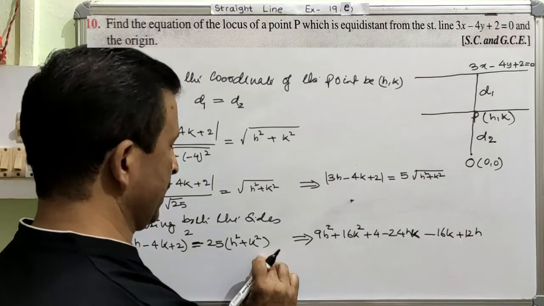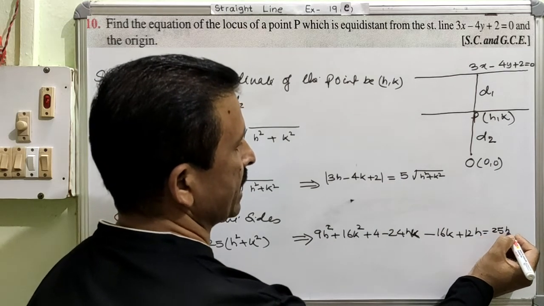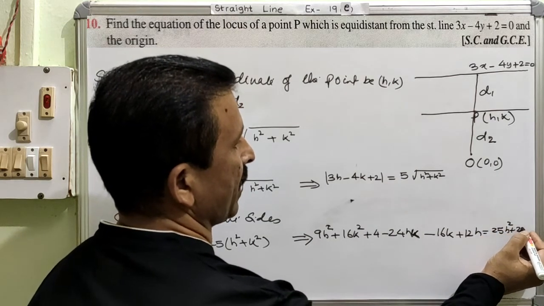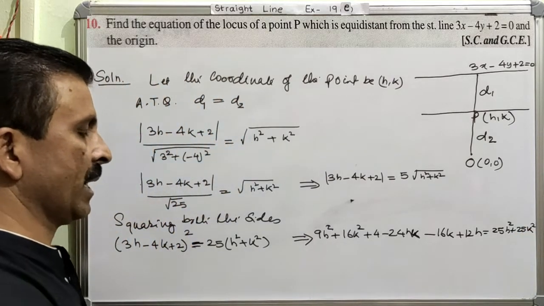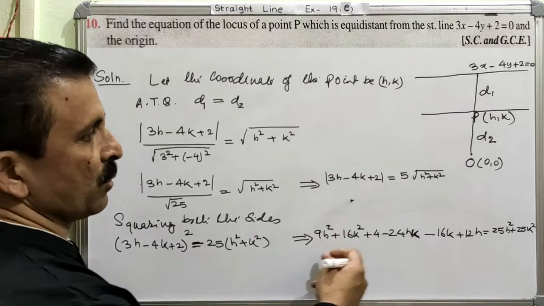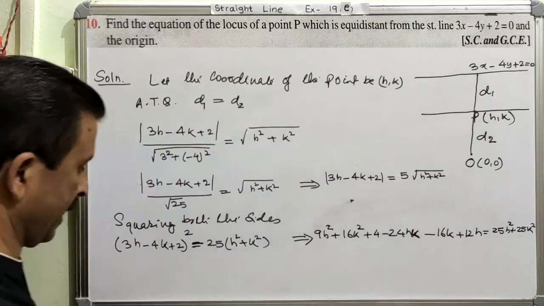On the right hand side we have this. So we can write this as 25h square plus 25k square. Now all the calculation is done. We are in the final stage of getting the equation. We just have to collect all the like terms. So take all these terms on the right hand side and get the final equation.